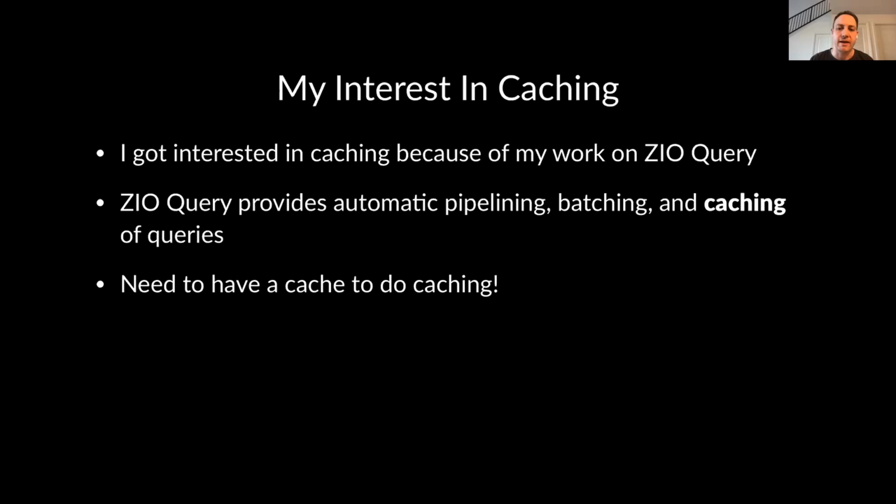And how could that be fit in a more compositional way, where instead of just ZIO Query saying, we've just got our own cache data type, we have some more general concept of a cache that you can use with this, that you can use with other things, and that all fits together nicely with everything else that you're doing.